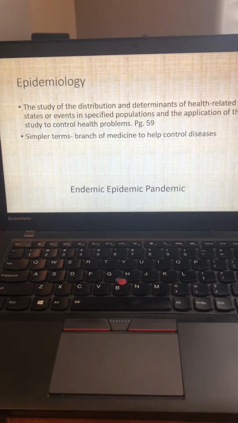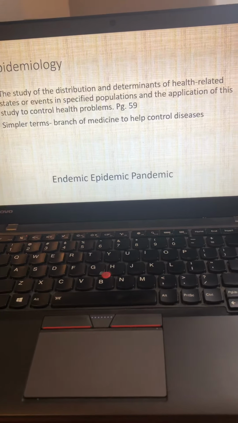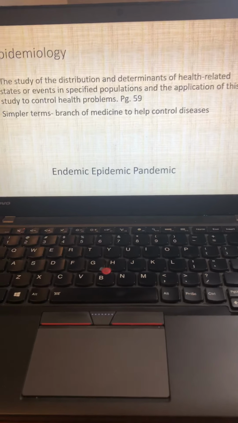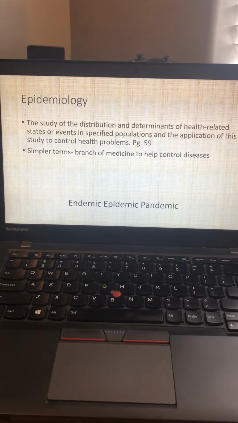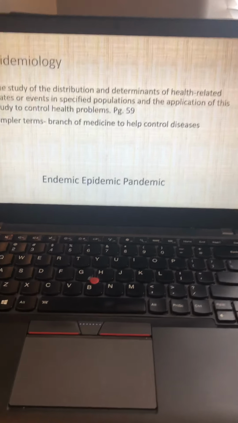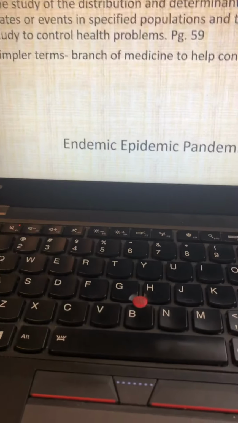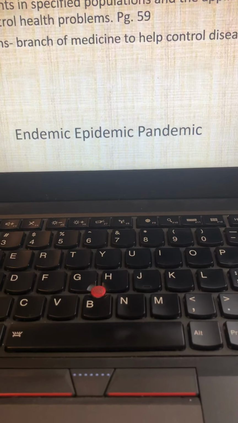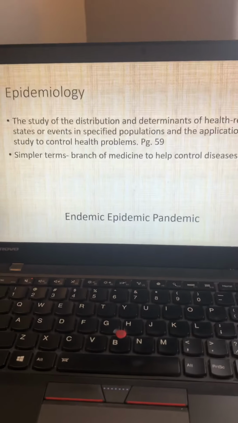59 of the book. But a simpler term that I made just to better help understand it is that it's just a branch of medicine designed to help the control of diseases. And epidemiology is really concentrated into these three definitions of endemic, epidemic, and pandemic, which I'll now go into more.